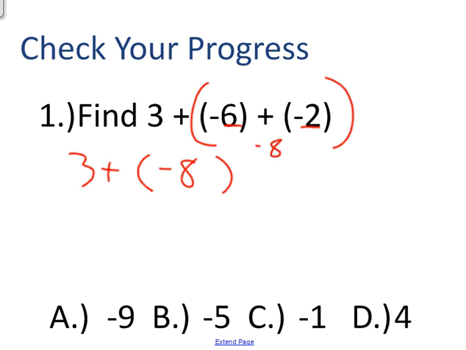3 plus a -8. I take the absolute value of the larger one, 8, minus the absolute value of the other one, which gives me 5, and I use the sign of the bigger one, so it would give me -5.